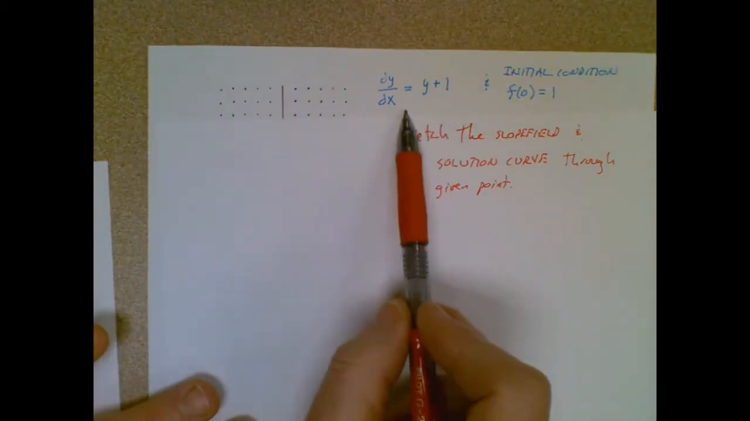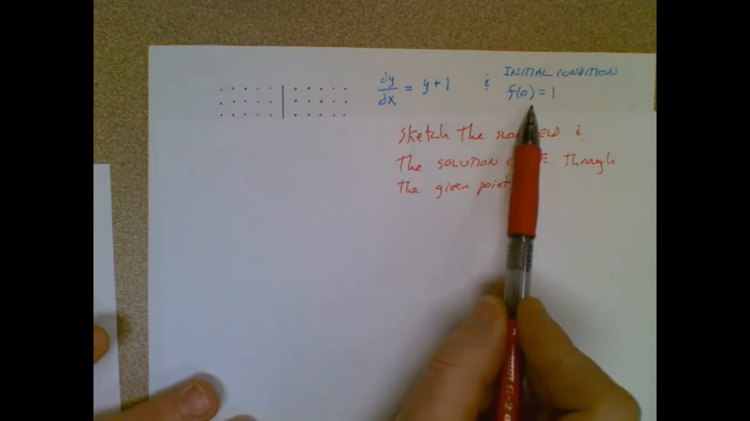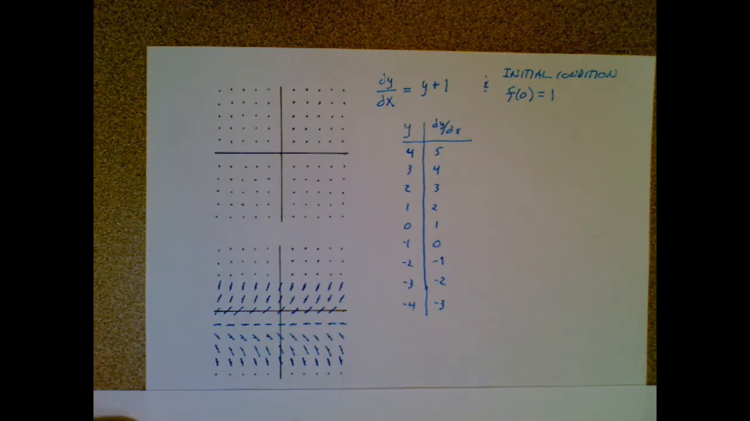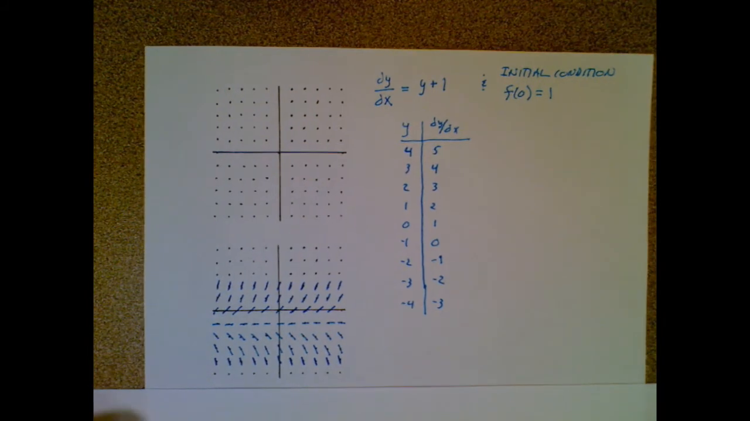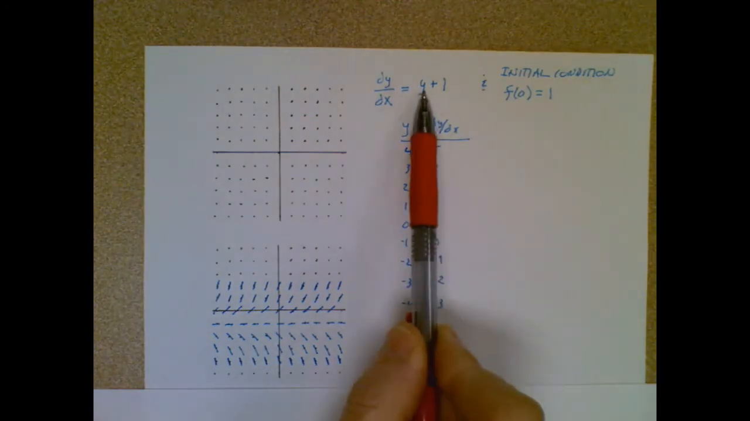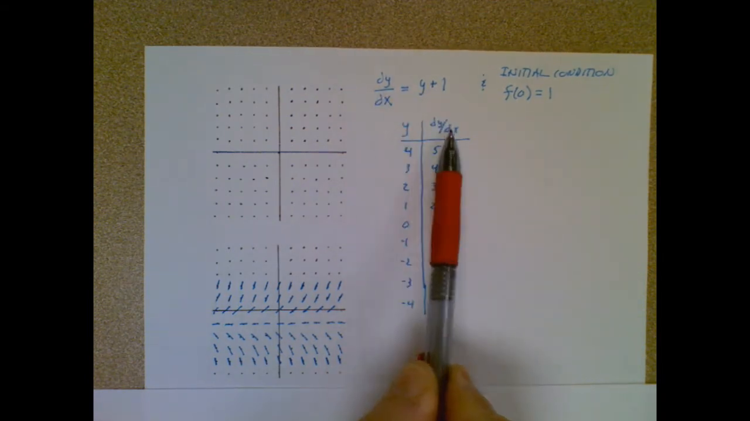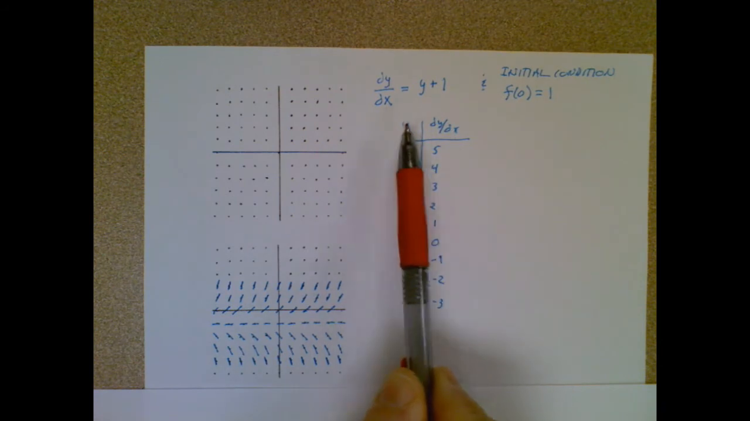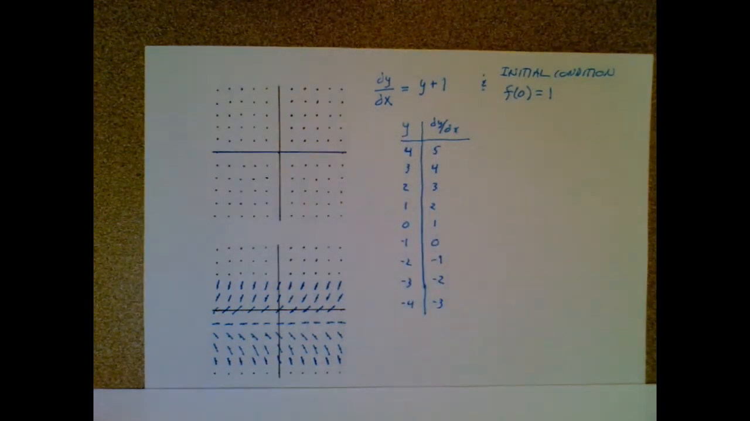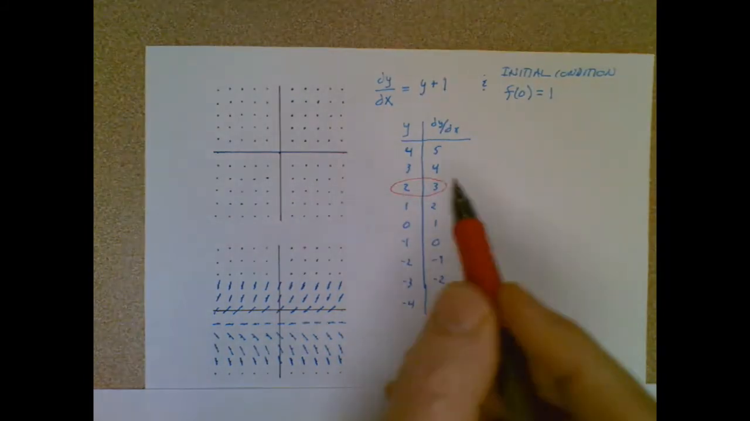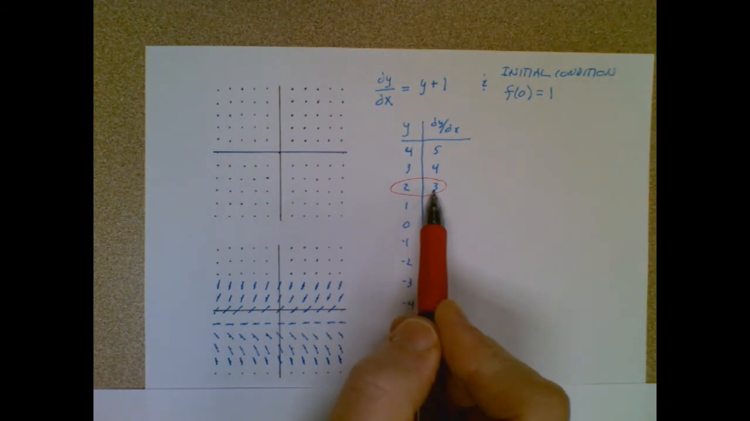I have a different differential equation, or a different derivative, and a different initial condition point. The directions would still be the same: sketch the slope field and the solution curve through the given point. I don't need to go in depth as much, but a couple things to point out. I'm going to make a t-chart, and notice I have to input a y value to get out a slope value. So instead of x comma y or x comma slope, I have y comma slope. And we'll just pick one spot. Let's just pick this one. This says when the y value is 2, the slope is 3.